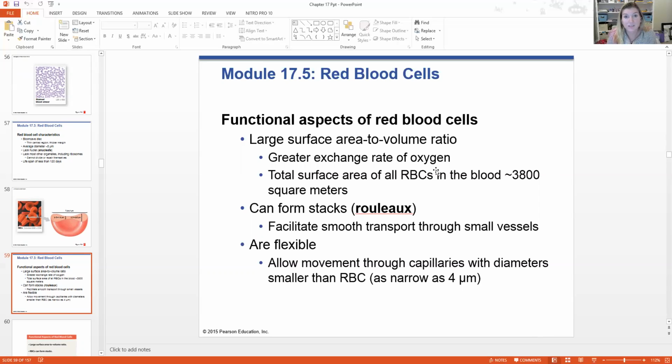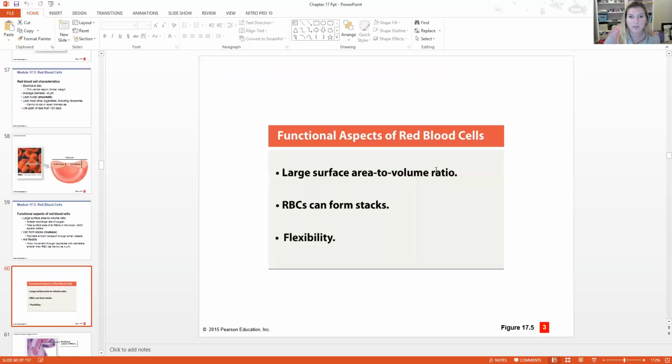And because they are biconcave and they're all uniform, they can form nice little stacks or rouleaux. These help transport them through very small vessels like the capillaries, which are very, very narrow, only 1 cell thick. You can almost imagine them lining up and passing through in little stacks, like poker chips, through the capillaries. They're also flexible, so they can move and twist as they need to get through smaller capillaries.